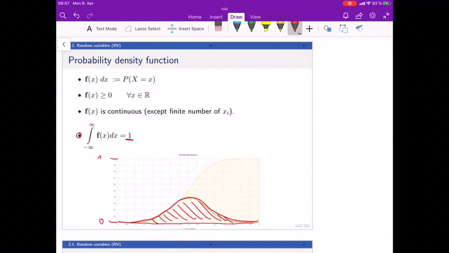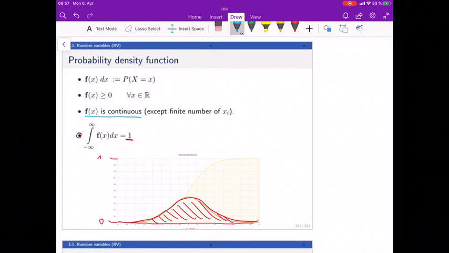Then our function needs to be continuous. Yeah, is a nice line. I could just draw it with my pen. That's always a good sign. We can allow a finite number of exceptions. This is more like a mathematical concern.